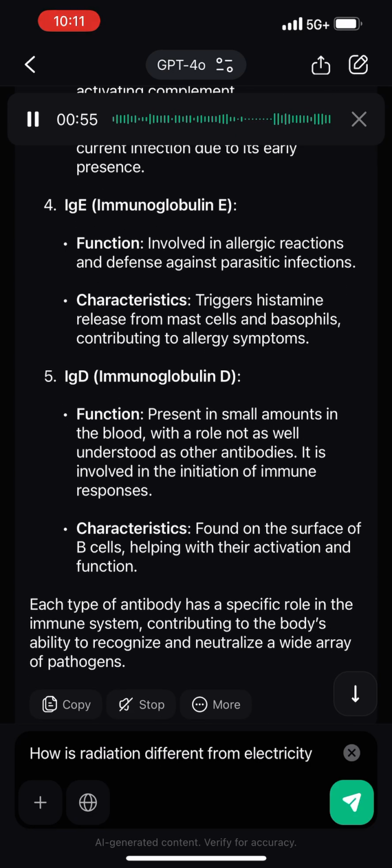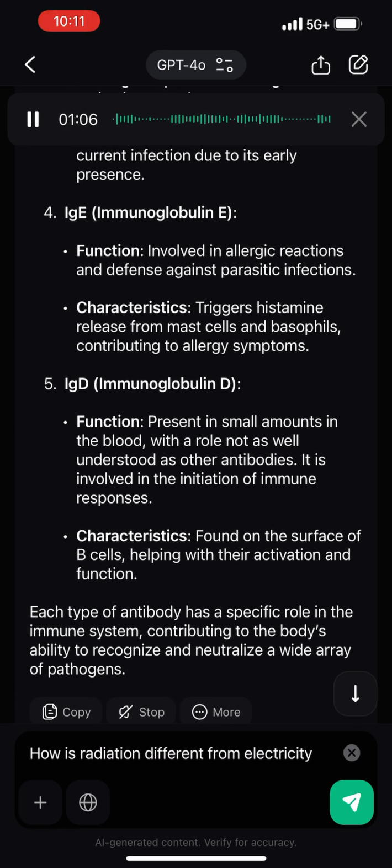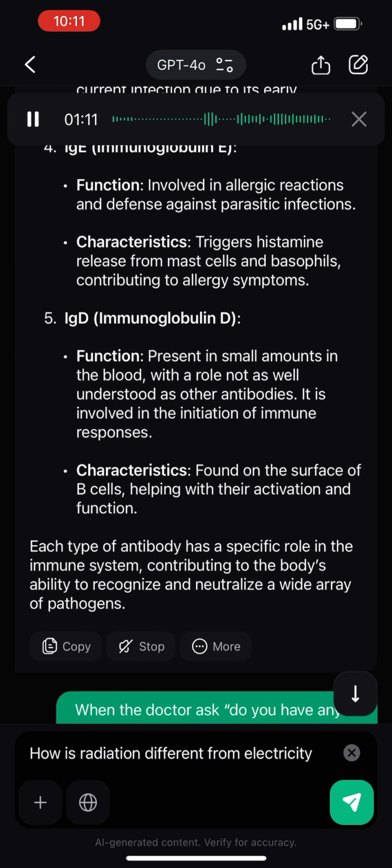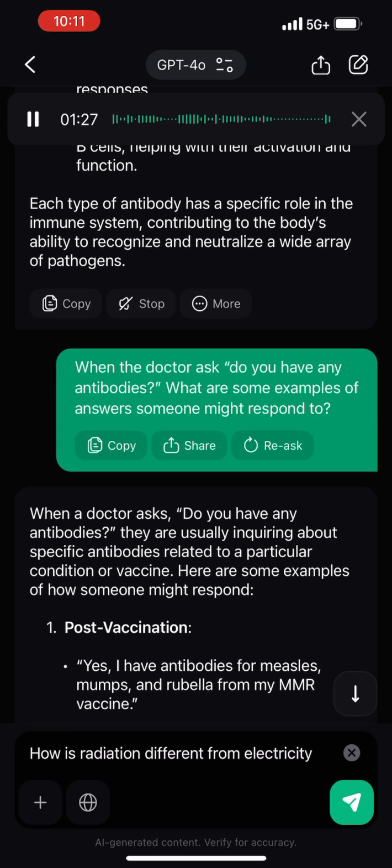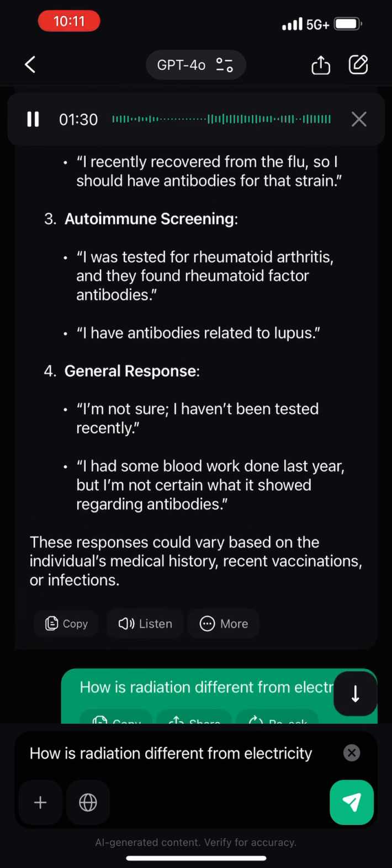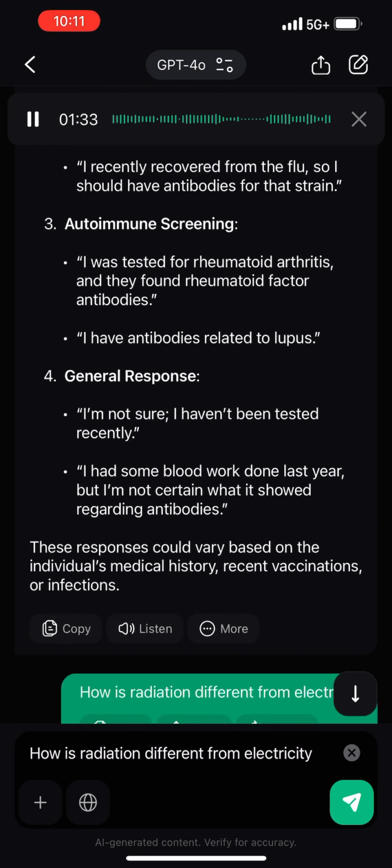4. IgE, immunoglobulin E. Function: involved in allergic reactions and defense against parasitic infections. Characteristics: triggers histamine release from mast cells and basophils, contributing to allergy symptoms. 5. IgD, immunoglobulin D. Function: present in small amounts in the blood, with a role not as well understood as other antibodies. It is involved in the initiation of immune responses. Characteristics: found on the surface of B cells, helping with their activation and function. Each type of antibody has a specific role in the immune system, contributing to the body's ability to fight infection.